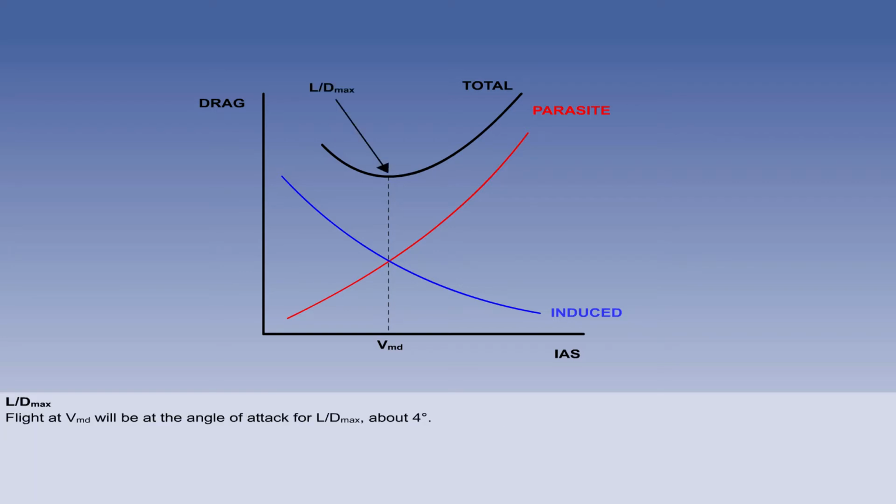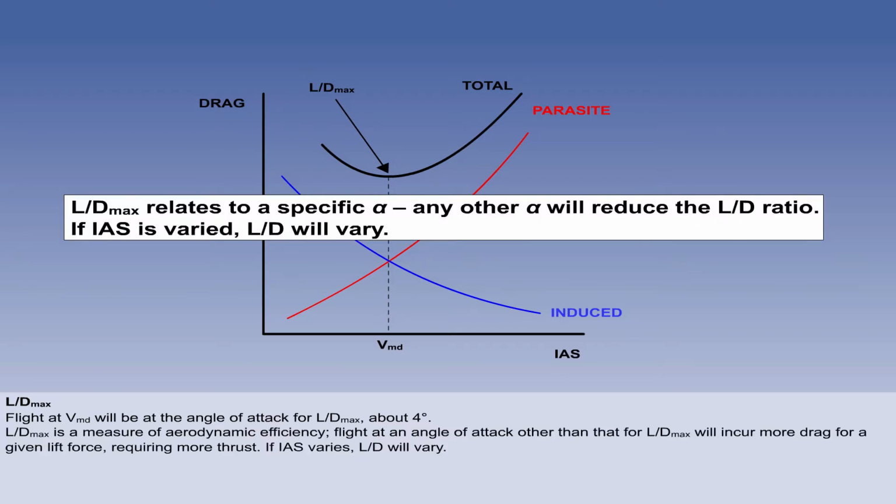Since flying at VMD incurs the least total drag for flight with lift equaling weight, the aircraft will also be at the angle of attack for the maximum lift drag ratio, L/D max, which is around 4 degrees. It is important that you remember that L/D max is obtained at a specific angle of attack, and also that the maximum lift drag ratio is a measure of aerodynamic efficiency. If an aircraft is operated at the L/D max angle of attack, drag will be at a minimum while generating the required lift. Any angle lower or higher than that increases the drag for a given lift force. More drag requires more thrust, which is inefficient and costly.